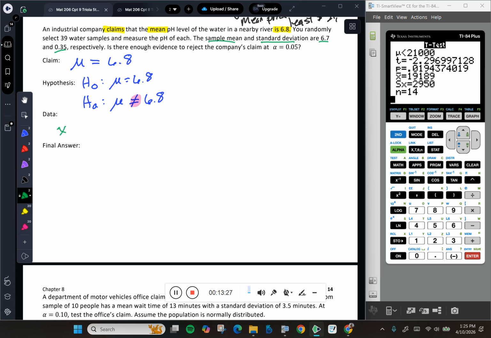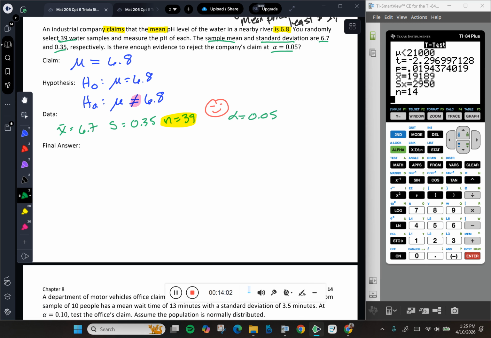So my sample mean is 6.7. My standard deviation is 0.35. Oh, I skipped right over it. 39 water samples. N is 39. That makes me really happy, because it's more than 30, so I don't have to worry about anything as normal. I've also got a significance level, an alpha level of 0.05 in this problem.